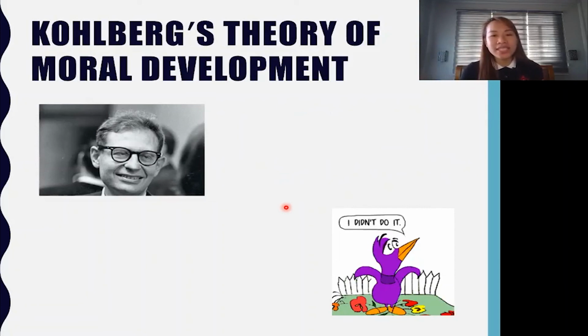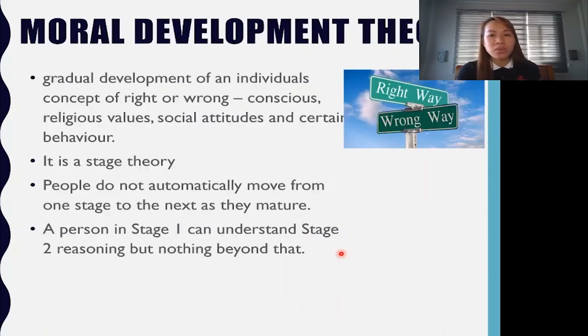Punta naman tayo, class. This is a very interesting topic. Moral development. So, this is by Kohlberg. Sabi nung bata, I didn't do it. Di po ako gumawa niyan pag merong kasalanan, halimbawa, di ba? So, when we say moral development, we are trying to determine what's right and wrong. So, this is the gradual development of the concept of right and wrong, conscious religious values, social attitudes, and certain behavior. It is a stage theory, and they do not automatically move from one stage to the next as they mature. This is how different it is from the other theories.